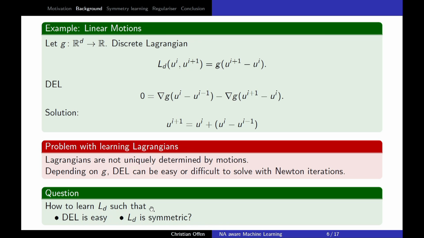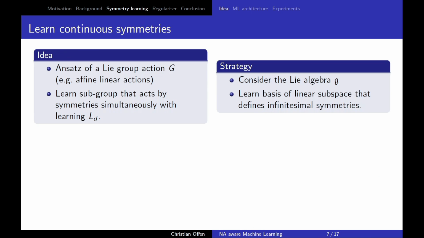Okay, let's start with the symmetric part. So the idea is not just to learn the discrete Lagrangian, but at the same time you try to learn the symmetry of the system. So here we assume we don't know the symmetry a priori.